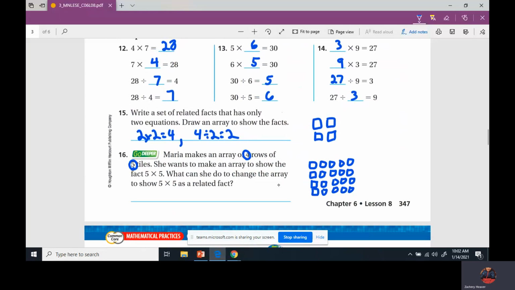She wants to make an array to show 5 times 5. What can she do to the array? So now she has 4 down and 5 across. But she wants this to be 5. So what can she do? Add another row. Or let's say add 1 row. If she adds a row right here, it makes it 5 times 5. Add 1 row.